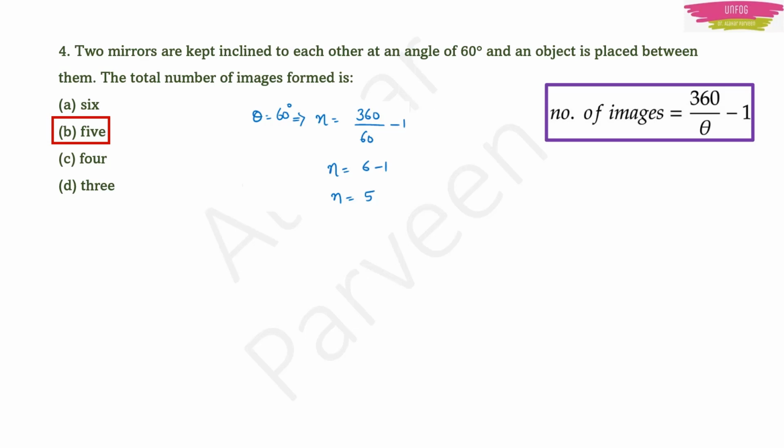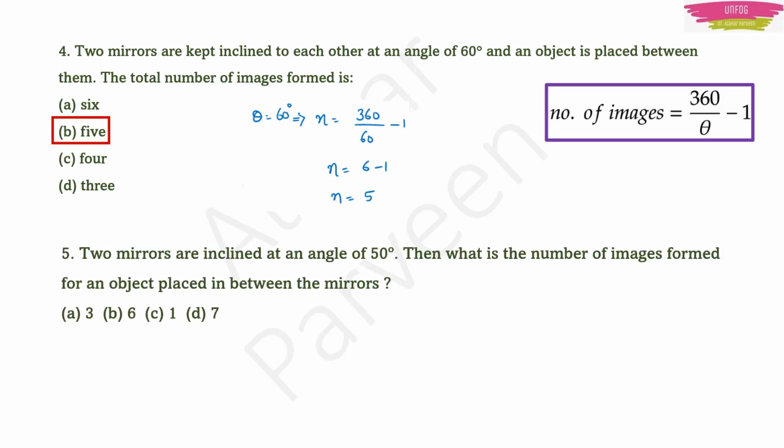Okay. Now another example. Two mirrors are inclined at an angle of 50 degree. Here what is the angle? 50 degree. Whether it is even or odd, it is an odd number. For an odd number, what is the formula we use? We use 360 upon theta. Directly you can do 360 upon theta and find the number of images formed for an object which is placed between the two mirrors.